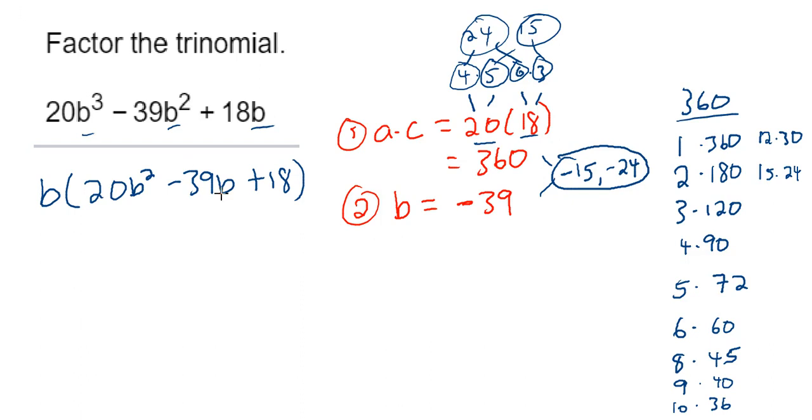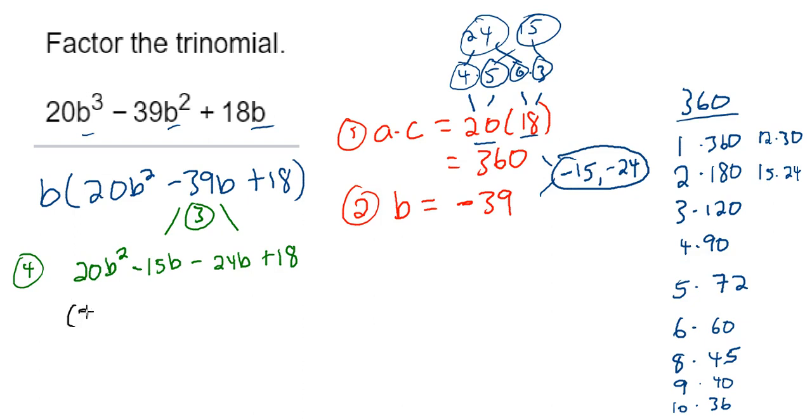All right. Now that we finally have our two numbers, we're going to go to step 3, which is to rewrite the middle term using those two numbers. So I'm going to rewrite negative 39b as negative 15b minus 24b. The first and the last term copy down, but what I'm not going to do is copy down the common factor of b. It'll just get in the way of the next step, which is factor by grouping.